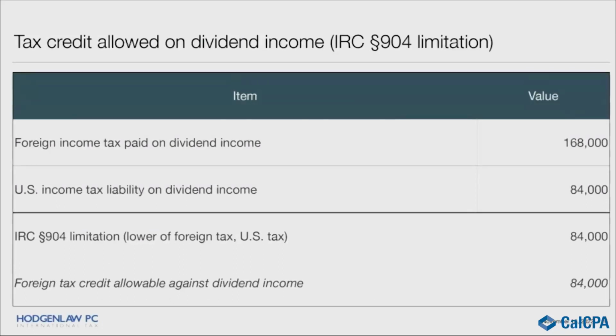Now, onward to the foreign tax credit. Remember that Section 904 says if you are a U.S. shareholder and you have income and it was taxed in a foreign country and it was taxed in the United States, you can claim a foreign tax credit to the extent of the lower of what you paid in the U.S. or what you paid abroad. And in this case, the lower amount is the U.S. tax liability, $84,000. So we're going to have a foreign tax credit allowable against that dividend income of $84,000.